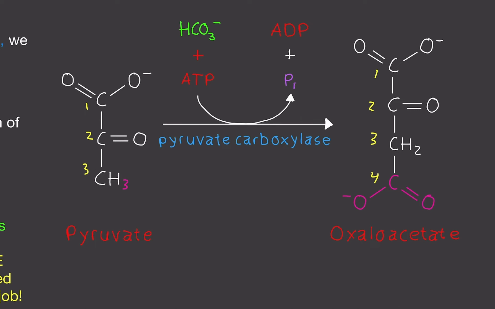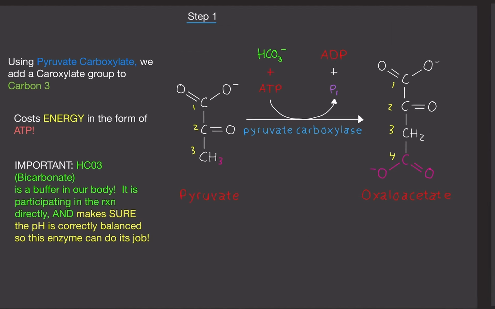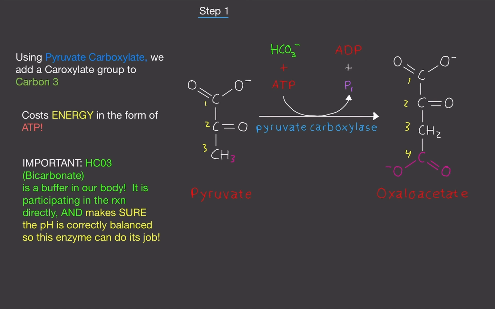So this ATP breaking off is going to basically pull this reaction forward so we can actually do the reaction. But this bicarbonate is actually super, super important. But before we get into that, using pyruvate carboxylase, we're going to add a carboxylate group to carbon 3. So this bicarbonate is going to basically break off, and we're going to add a carboxylate group to carbon number 3. And it's going to create a 4th carbon. Because this is carbon number 1, carbon number 2, carbon number 3. It's carbon 1, 2, and 3. And we're going to add a carboxylate group here to carbon number 3, creating a 4th carbon.